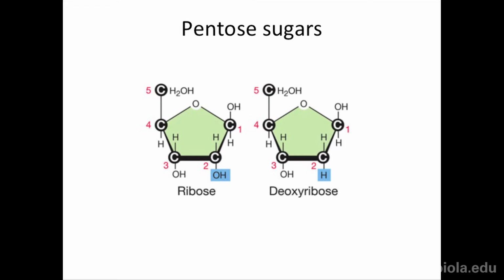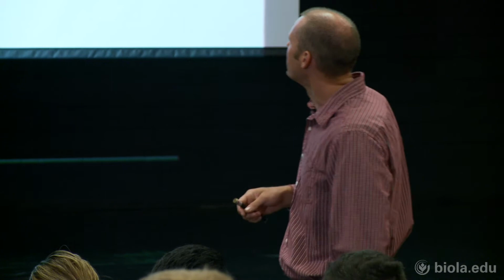So we have carbons 1, 2, 3, 4, and the 5th carbon hangs off and is not part of the ring structure, okay? So this pentose sugar is a 5-member ring. There's 5 things in the ring, but the last 5th carbon isn't participating in the ring. It's kind of hanging off as a little flag, okay? So it's an asymmetric molecule.